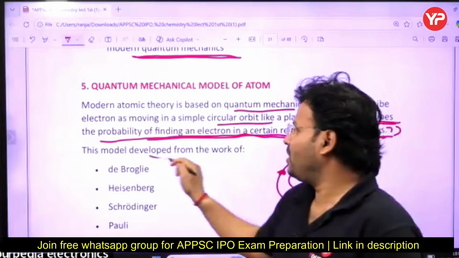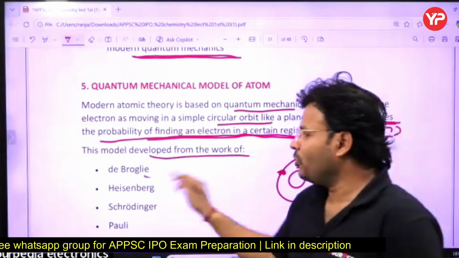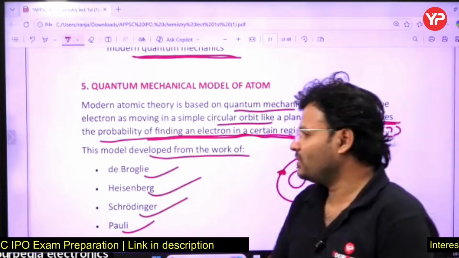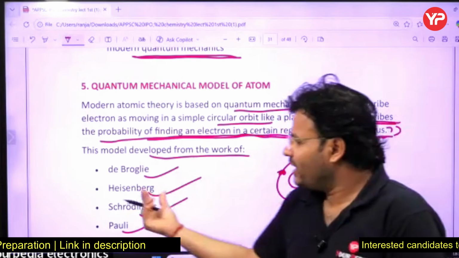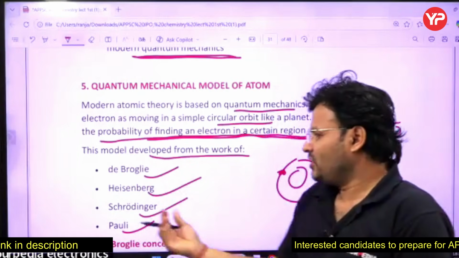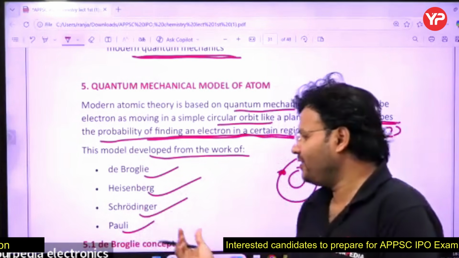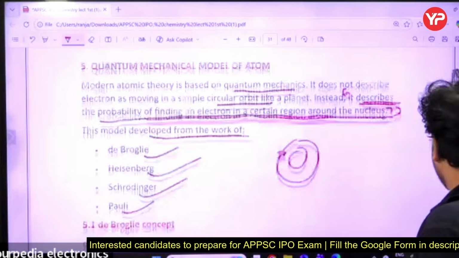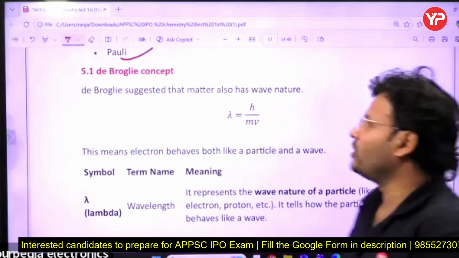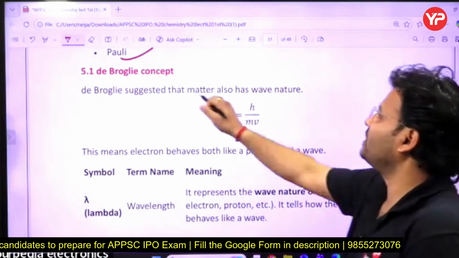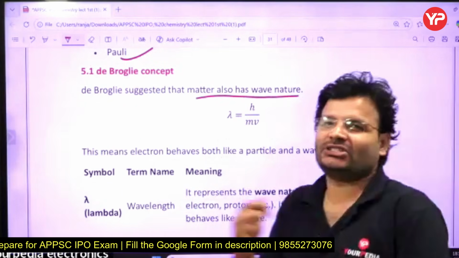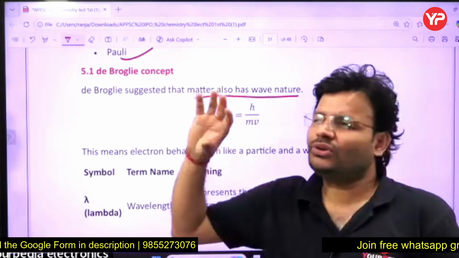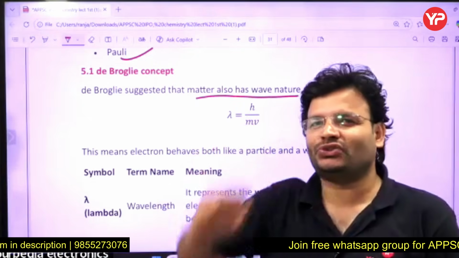This model developed from the various work done by de Broglie, Heisenberg, Schrodinger and Pauli, however you pronounce them. You might have heard of the de Broglie wave. So first let us talk about the de Broglie concept. What did de Broglie say? De Broglie suggested that matter also has wave nature. Wave means continuous, like rays coming to me. So is it continuous, or is it in discrete form?